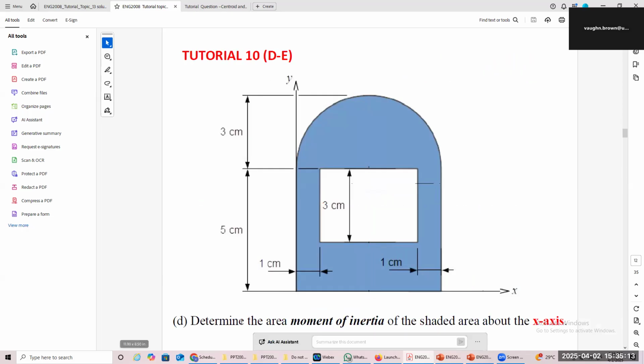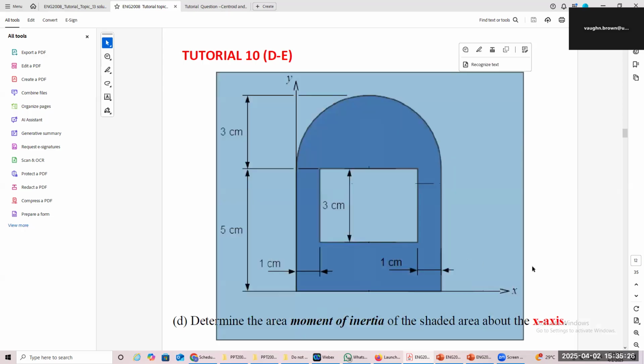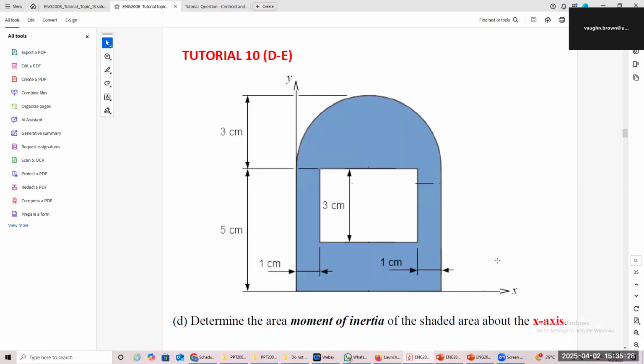Now, last week we started this, but I think when I looked at it, I didn't read it properly, and I think we started to do it about the centroidal axis. But it's not that they ask you for, they ask you about the x-axis, and there's a difference, guys. So let's look at this now. Afterwards, we can look at the one about the centroidal axis. I think it's on the slide.